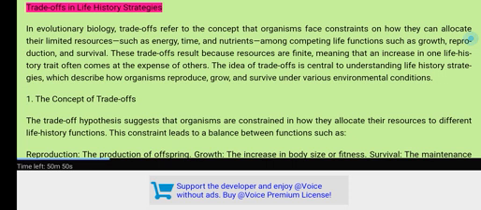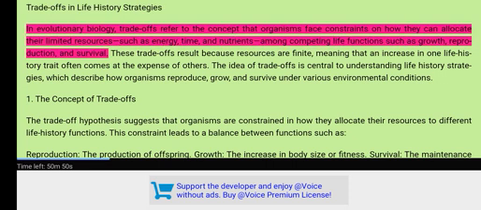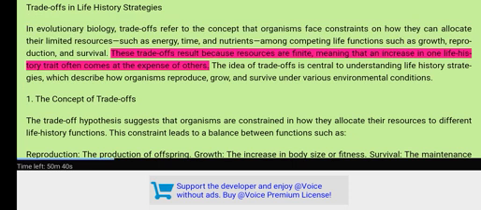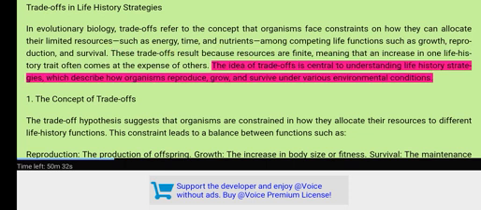Trade-offs in life history strategies. In evolutionary biology, trade-offs refer to the concept that organisms face constraints on how they can allocate their limited resources, such as energy, time, and nutrients, among competing life functions such as growth, reproduction, and survival. These trade-offs result because resources are finite, meaning that an increase in one life history trait often comes at the expense of others. The idea of trade-offs is central to understanding life history strategies, which describe how organisms reproduce, grow, and survive under various environmental conditions.